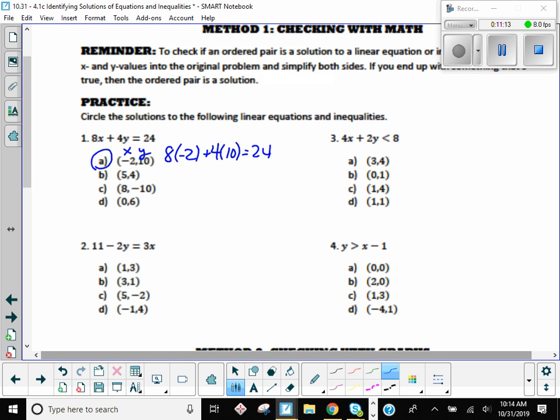Okay. Hold on. Yeah, we are. And I'm going to talk about, what? Did you have a question? We can't just put negative 16 plus 40. Yeah, I want to see the plug-in step.